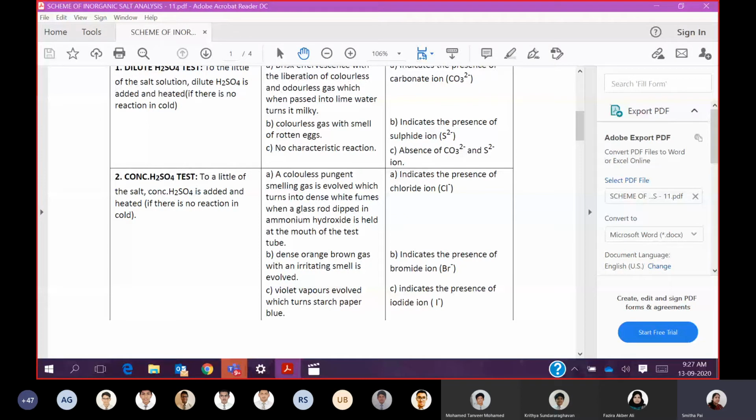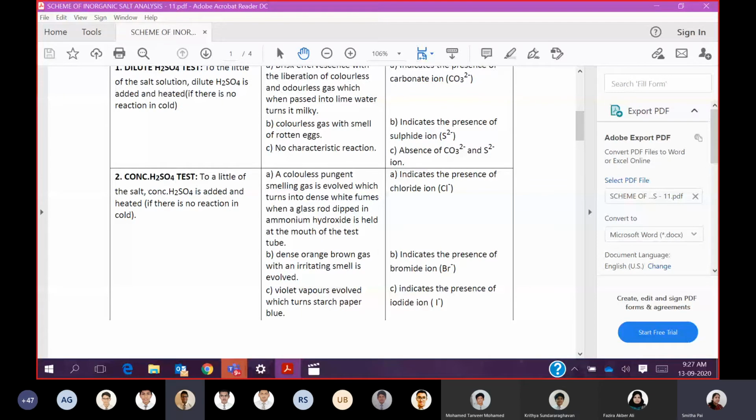So, it's a colorless, pungent smelling gas which turns more dense when a glass rod dipped in ammonium hydroxide is brought near the mouth of the test tube. So in the video you must have observed that when the student adds concentrated H2SO4 to the salt, a froth is seen inside the test tube. So the froth is nothing but the evolution of a pungent smelling gas. Then the student dipped a glass rod in ammonium hydroxide and brought it near the mouth of the test tube.